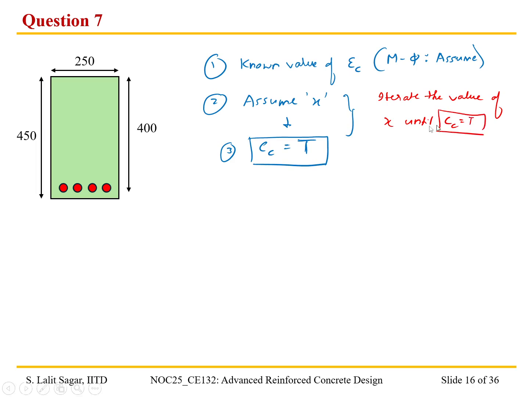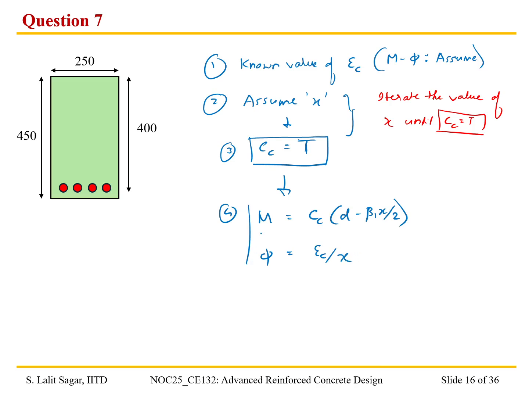Then once we have the value of Cc equal to Ts, we need to find out the value of M and the value of phi. So what is the value of M? We can take Cc into the lever arm, and then phi is equal to epsilon c divided by x.